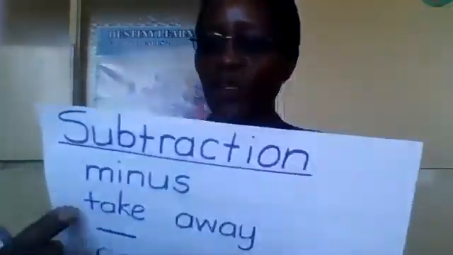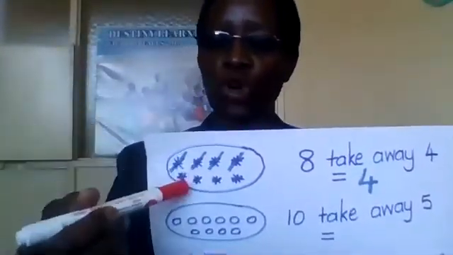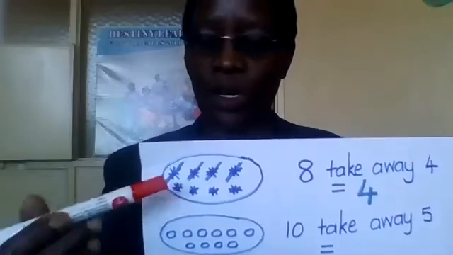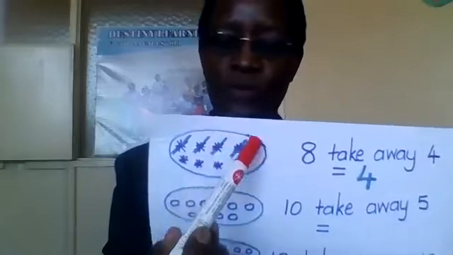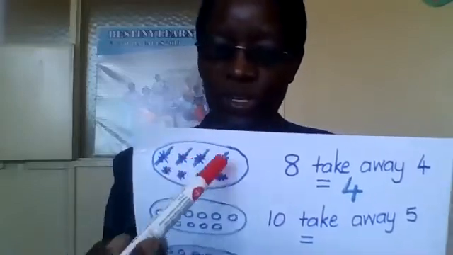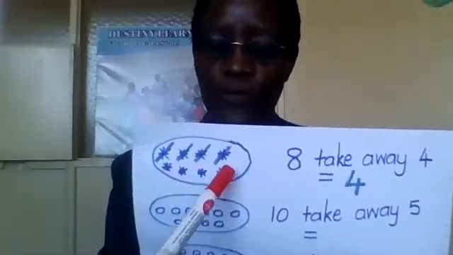All right, so that word take away there, it means you are subtracting. So when you take away, you are subtracting. And if you have a diagram, you simply cross them out to show that you are subtracting. Like I had 8, 1, 2, 3, 4, 5, 6, 7, 8. I crossed 1, 2, 3, 4. I've taken away 4. What is remaining is 1, 2, 3, 4.